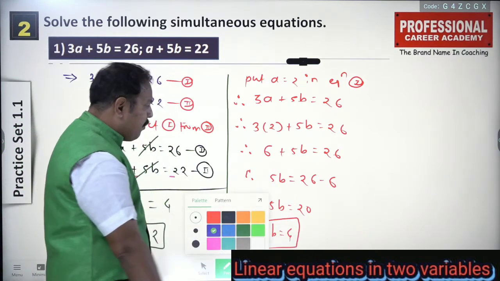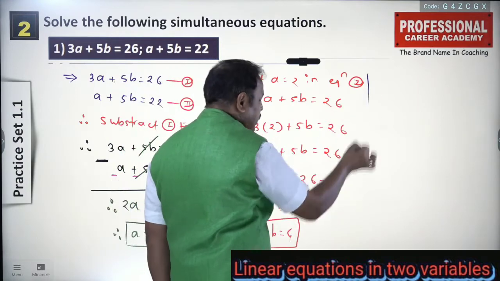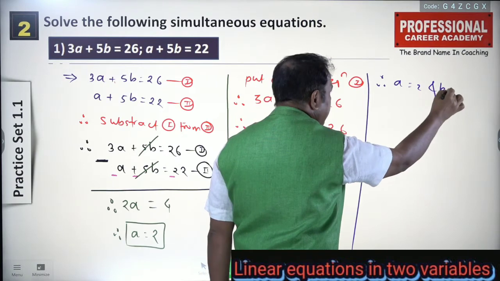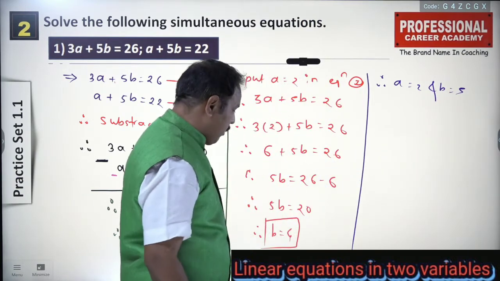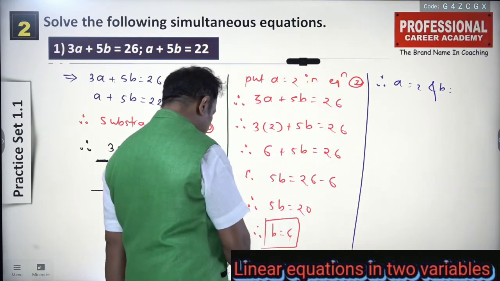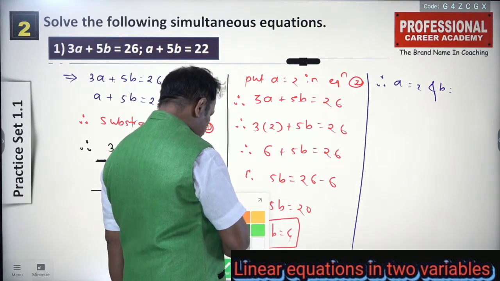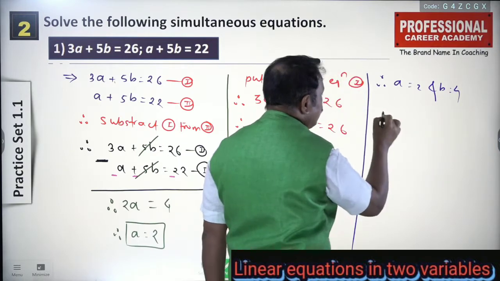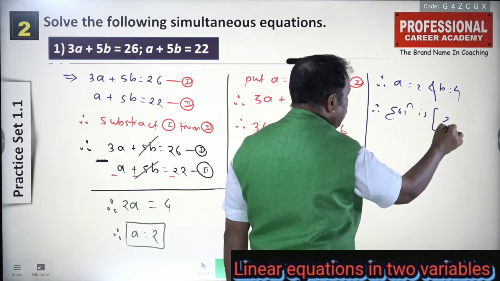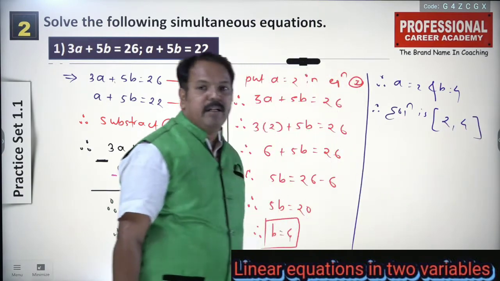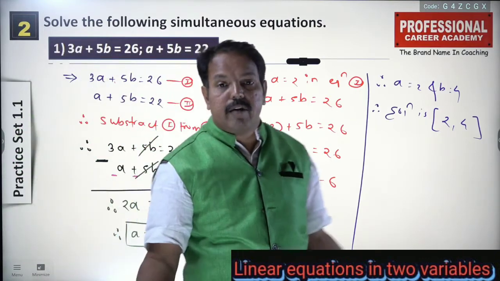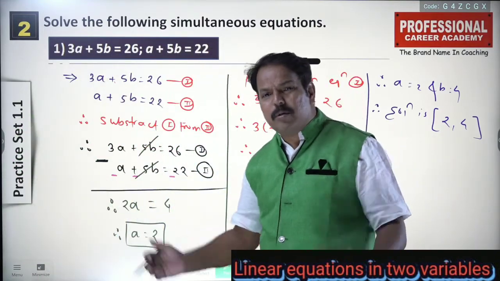So we got the value of b. Means here what is our solution? Therefore a is equal to 2 and b is equal to 4. See here, b is equal to 4. So therefore what is the solution? Solution is 2, 4. Finished. This is the solution of given simultaneous equation. Any doubt here? So simple.